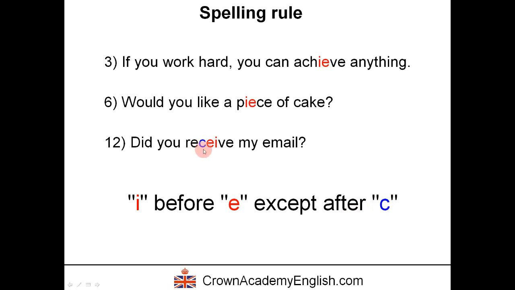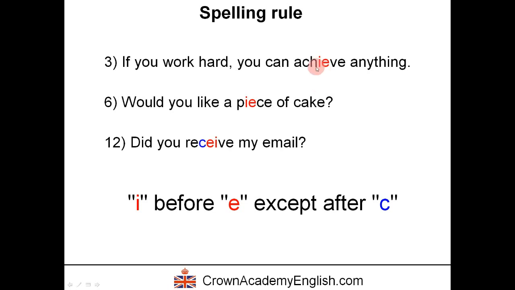So here we have a C. So this is an exception to the rule. So after the letter C, then the E is before the I. Okay? So this rule is correct about 95% of the time. There are a few words which do not follow this rule. But honestly, if you learn this rule, then you will be correct 95% of the time. Okay?